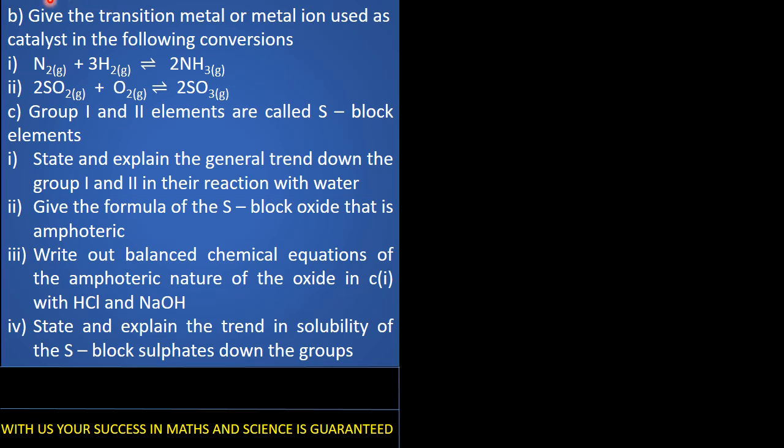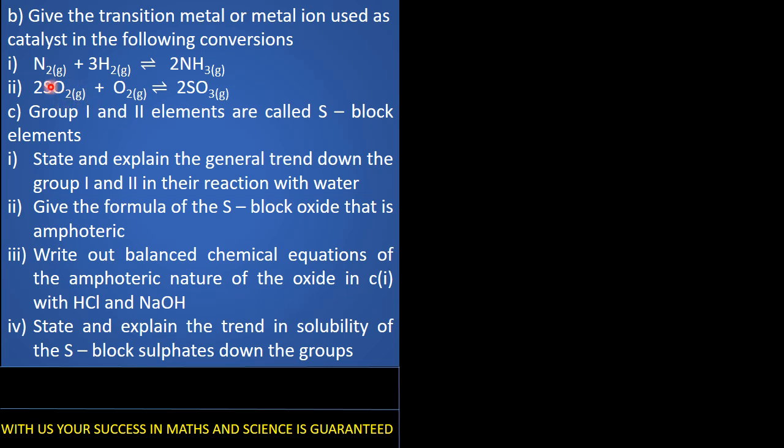Alright, as we have here, the B part is saying that we should give the transition metal or metal ions used as catalysts in the following conversions. We have nitrogen plus hydrogen, which is giving us ammonia. Guys, just put in the comment section a name for this reaction, the reaction between nitrogen and hydrogen, which is giving us ammonia.